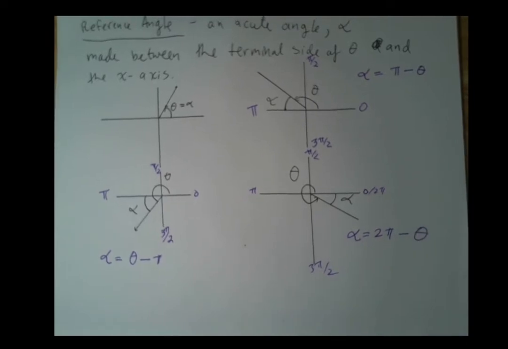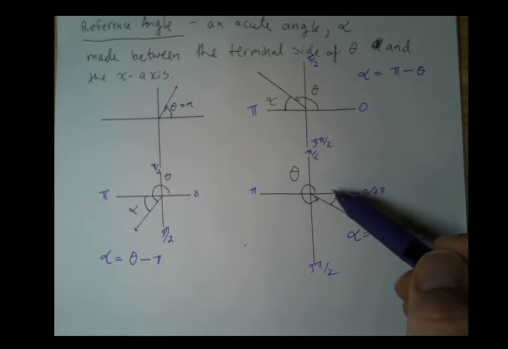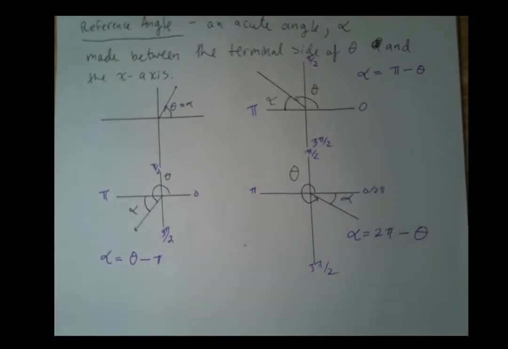Okay. All right. Now, another thing to notice here is that none of the quadrantal angles are going to have a reference angle. So pi over 2, there's no acute angle between pi over 2 and the x-axis. So quadrantal angles do not have reference angles. But any other angle that does not have a terminal side on the axes, whether that be the x or the y, will have a reference angle. Okay, so now let's work out some examples here.